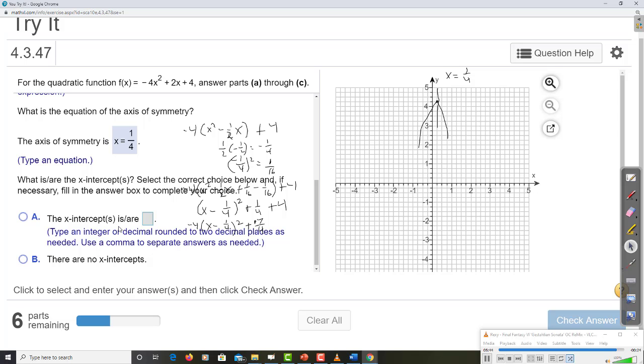Alright, let's find the intercepts. X-intercepts you can find either by setting this equal to 0, which if you do that, you divide out everything by 2, get negative 2x squared plus x plus 2 equals 0. And then you probably have to do quadratic formula. But if you've already put your equation in vertex form, it's a little easier if you do it this way.